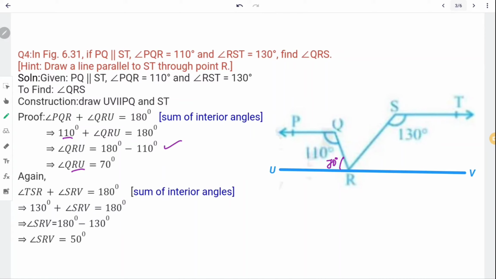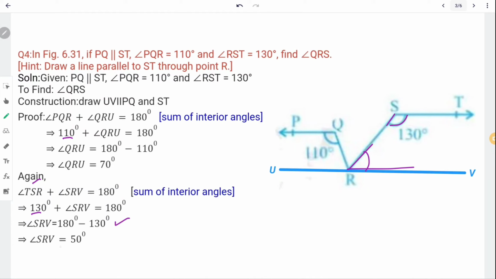Now we'll do the same thing with the other side. This angle plus this angle should be equal to 180 degrees again. Why? Sum of interior angles once again. All right, so TS are already given to us, and then SRV, this will be equal to 180 degrees. So TS we already know is 130, and then let's try to find SRV from here.